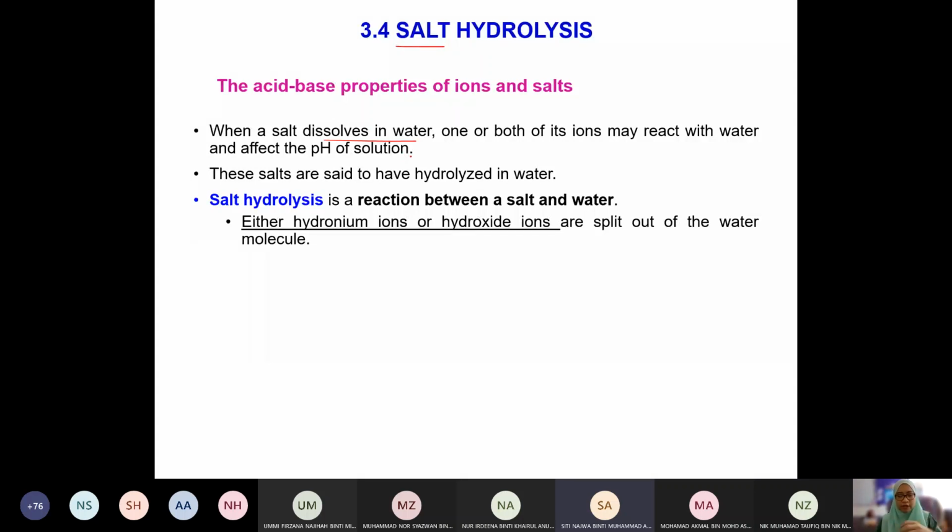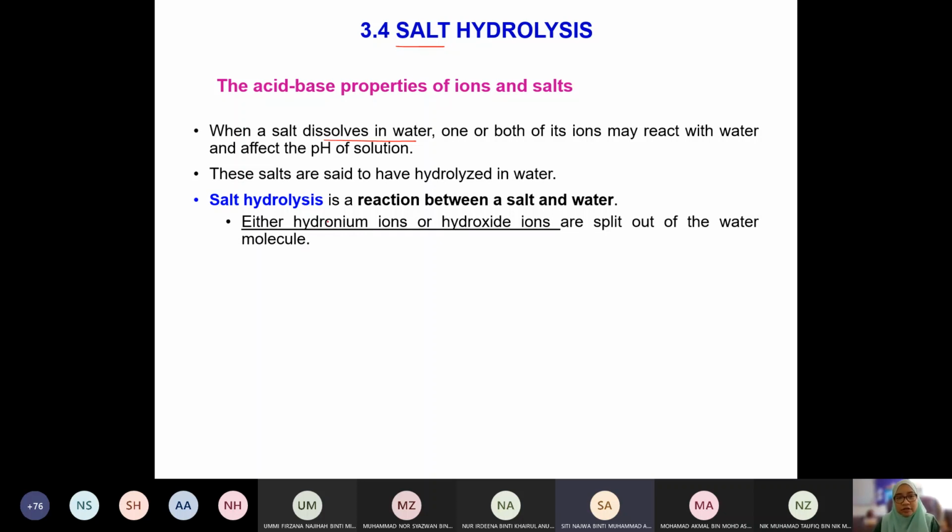It will dissociate in water and produce ions, right? So one of the ions will have a higher tendency to react with water. The moment it reacts with water, it will either produce H3O plus or OH minus. When it produces H3O plus or OH minus, it will disturb the concentration of H3O plus and OH minus in water, remember? So it either increases the H3O plus or increases the OH minus. From there, we can determine whether it is acidic or basic.